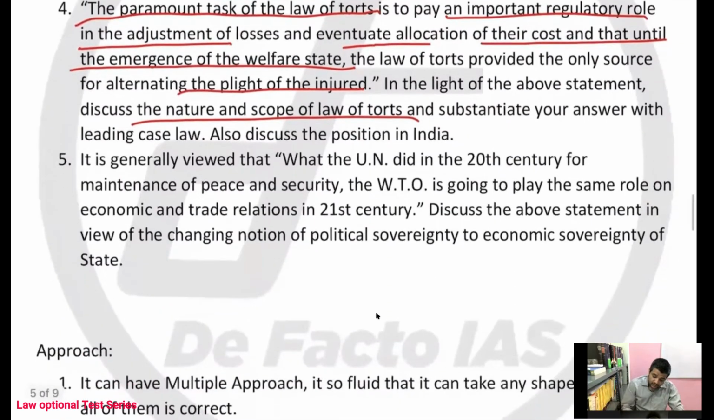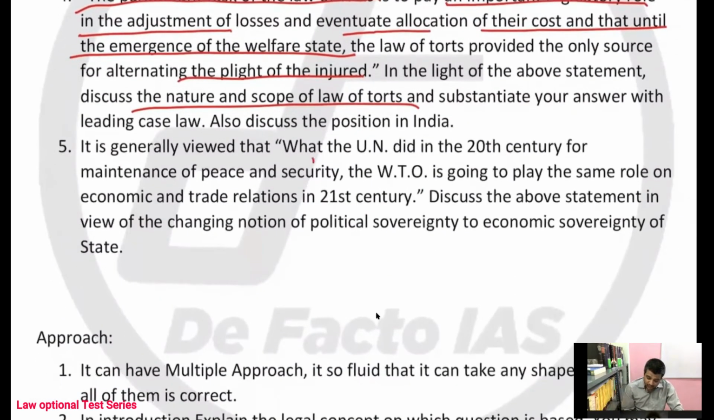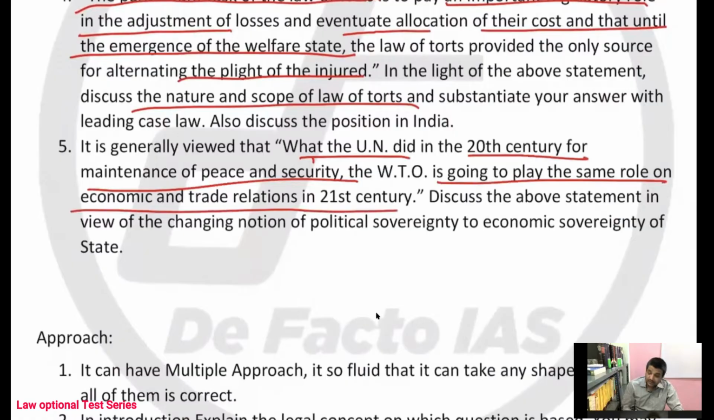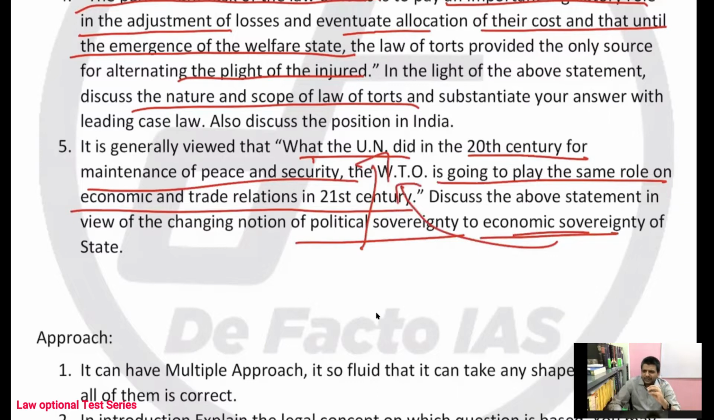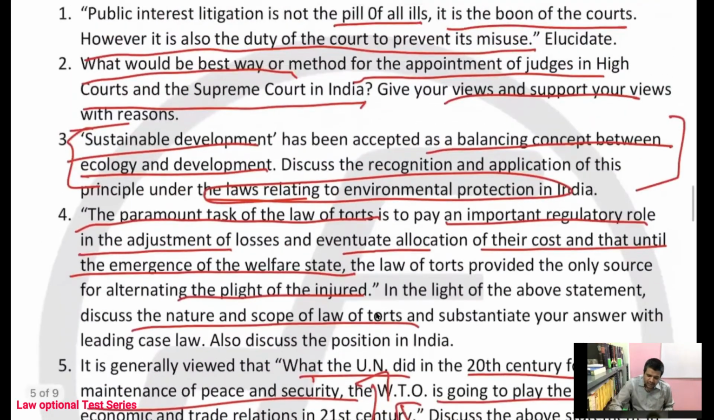Or it is generally viewed that what the UN did in the 20th century for the maintenance of peace and security, the WTO is going to play the same role on economic and trade relations in the 21st century, right? So the philosophical aspect is how the WTO is going to perform, right? Specifically, the concept of political sovereignty was taken care of by the United Nations, but the economic sovereignty will be taken care of by the WTO. Very, very philosophical question. Understand that particular point. Okay, right. So these types of questions are very tricky to handle.